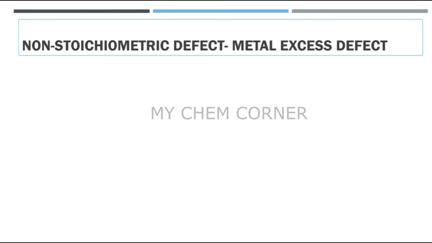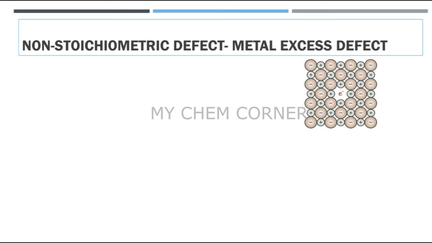Now the next one is the third type of a point defect, which is a non-stoichiometric defect. Under that, the first one is a metal excess defect. So as the name says, it is due to an excess of a metal in the crystal lattice. So here, let's see how to do this. The first one under metal excess defect is going to be anionic vacancy. A metal can be in excess if an anion can move out of the crystal.